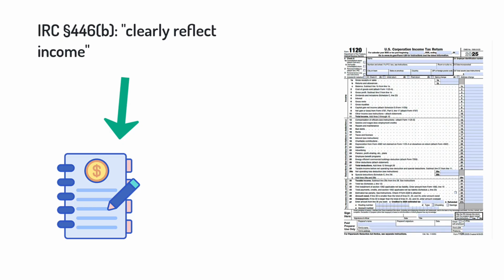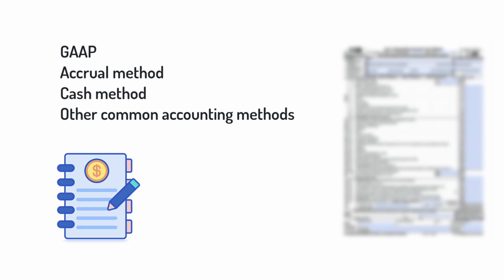Section 446B immediately qualifies this, however, and states that whatever method of accounting you're using, it must clearly reflect income. And guess who gets to decide what clearly reflects income? The IRS. The IRS is required to be reasonable, however, and it generally accepts most common accounting methods, such as GAAP, generally accepted accounting principles, the accrual method, the cash method, and other common accounting methods.